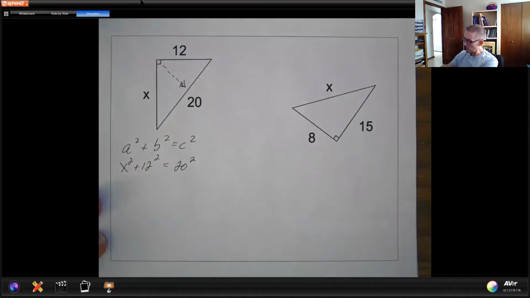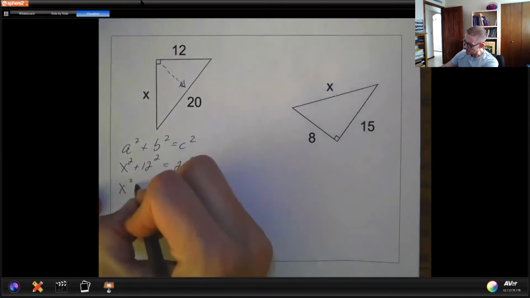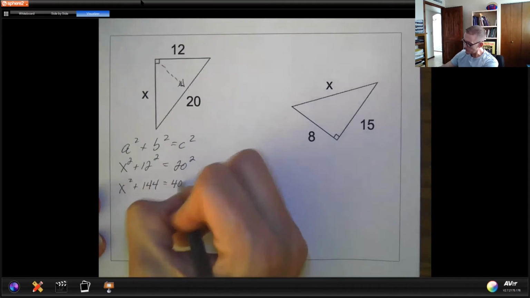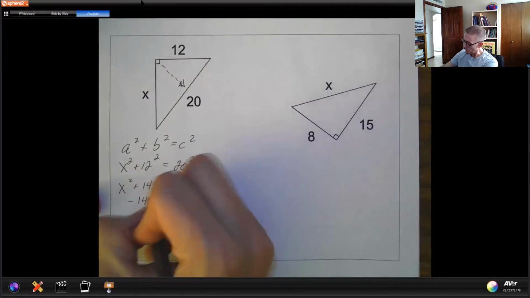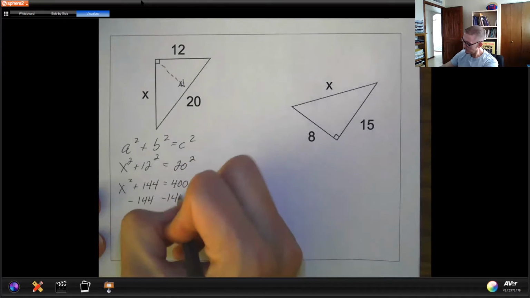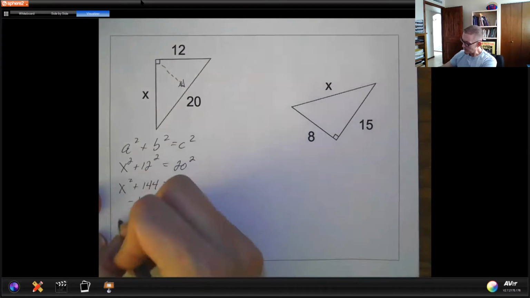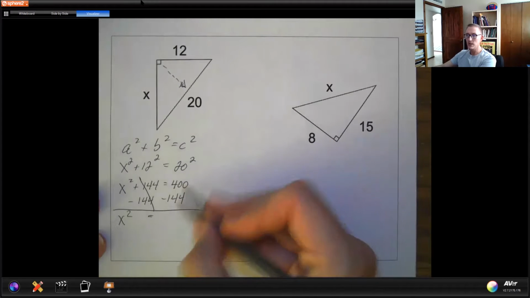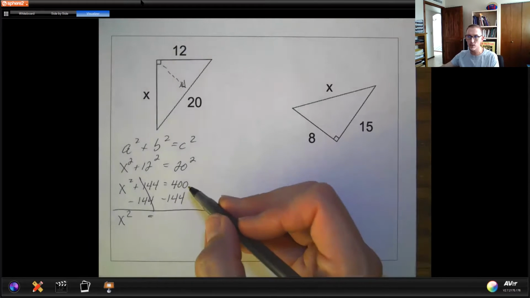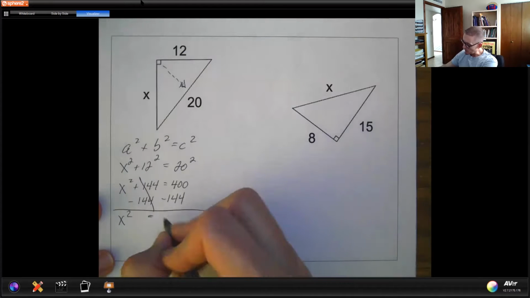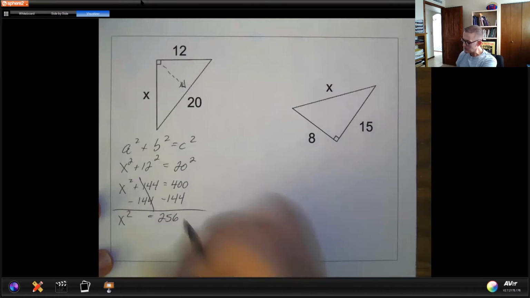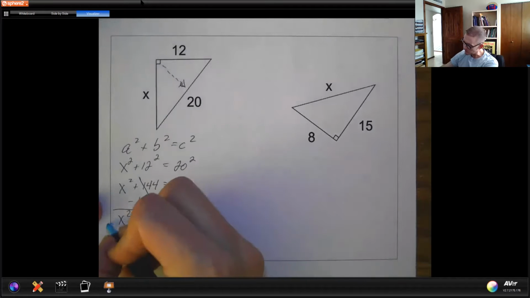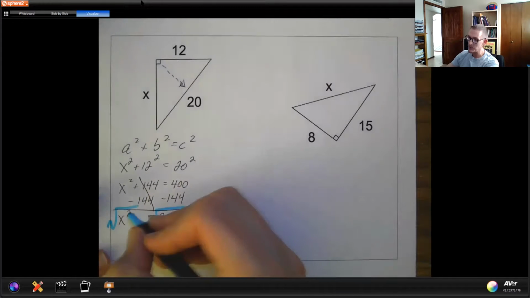Let's go ahead and square the 12 and the 20. So this becomes x squared plus 144 equals 20 squared, which is 400, minus 144. I'm going to get x squared equals, and then let's subtract this here. If you need a calculator, you can, or you can just work it out. But we're going to end up getting 256. And then remember, your last step is to square root, because square root is the opposite of the squared.